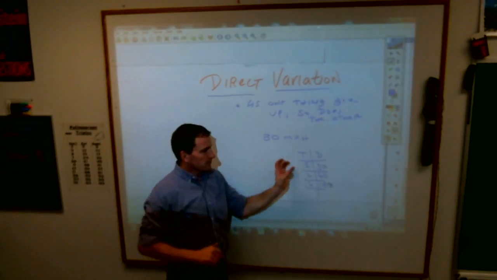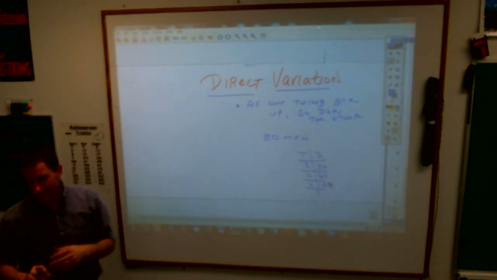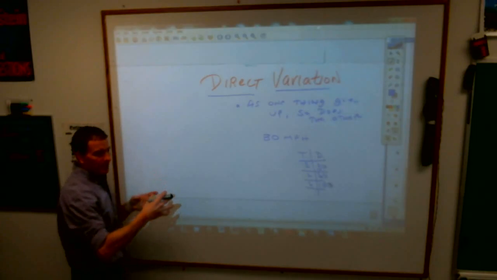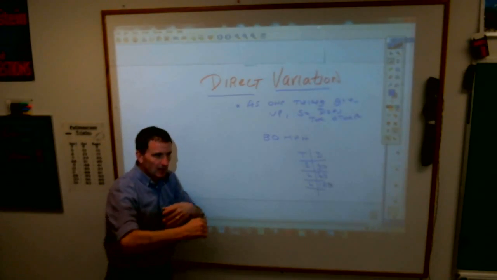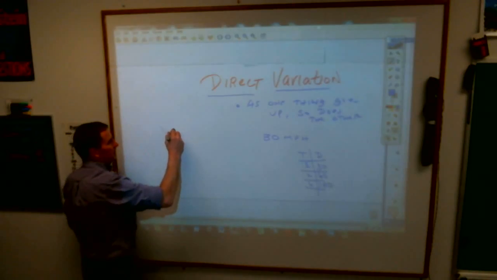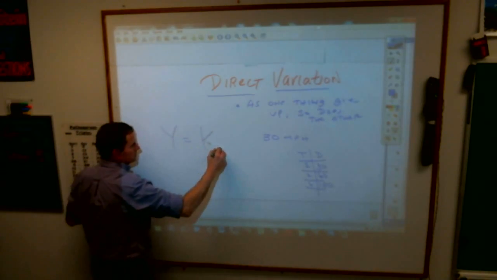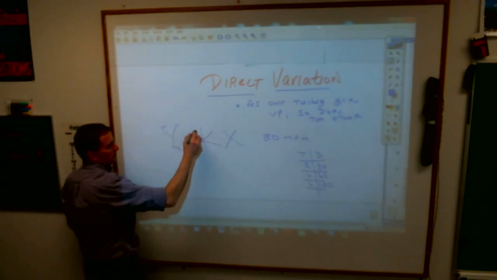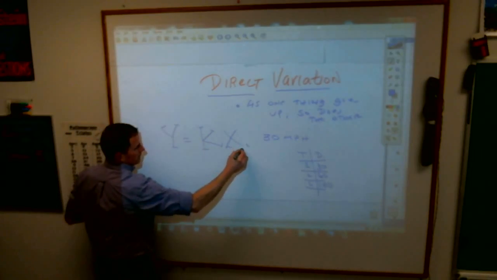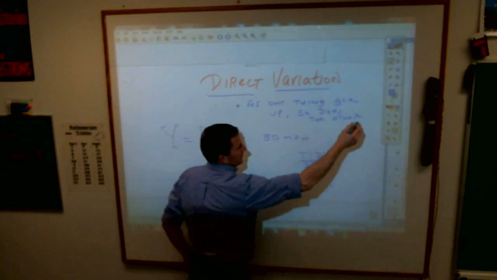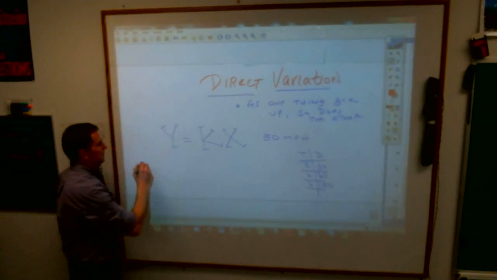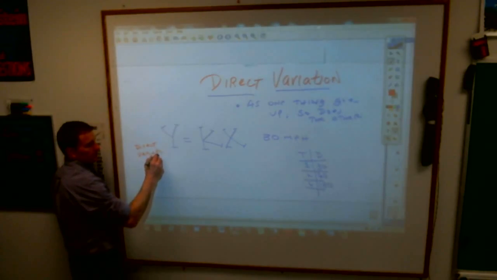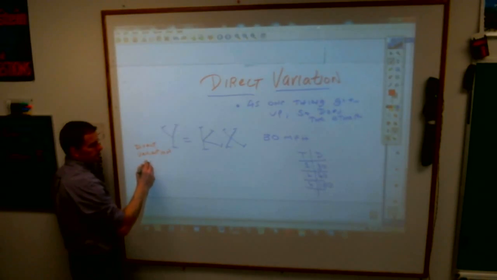Now, here is what you have to understand. Here is the direct variation equation. Remember we talked about linear equations, y equals mx plus b. When we talk direct variation, this is what they give you: y equals k times x. I'm going to spend a little bit of time making it look nice just so you can see how important this is. This is the direct variation equation.